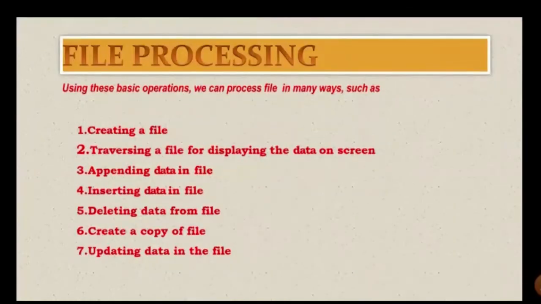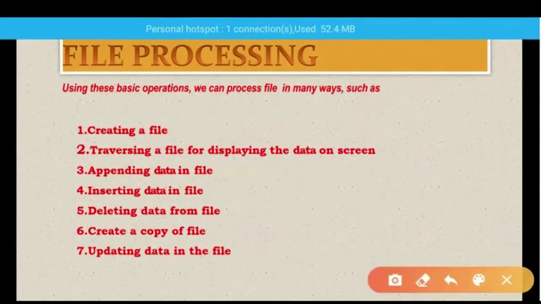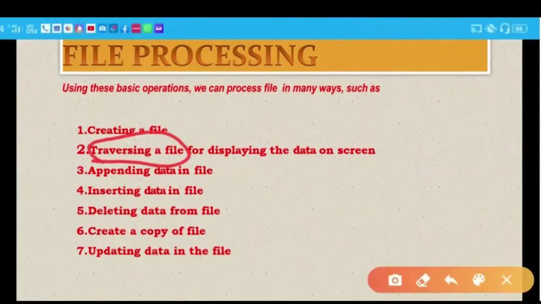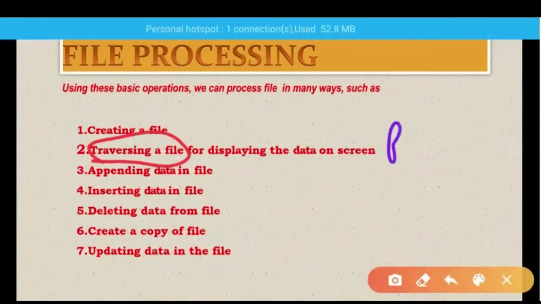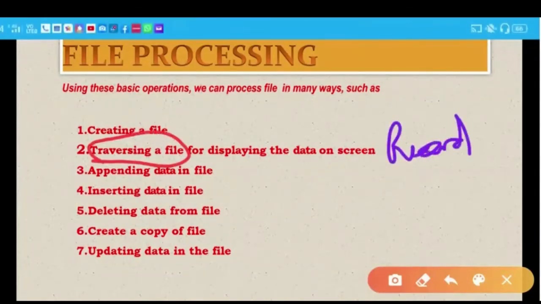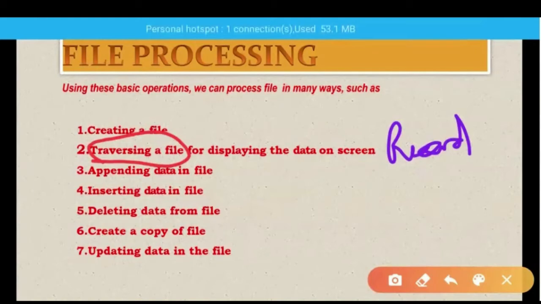Now the file processing. If I elaborate on the same thing, how will the file be processed? The file will be processed something like this: create the file and traverse the file for displaying the data. What does it mean by traversing a file? Traversing a file means you have to read, you have to go through it. Basically, it will be done in read mode. How we can read the file, in the coming slide I am going to inform you.